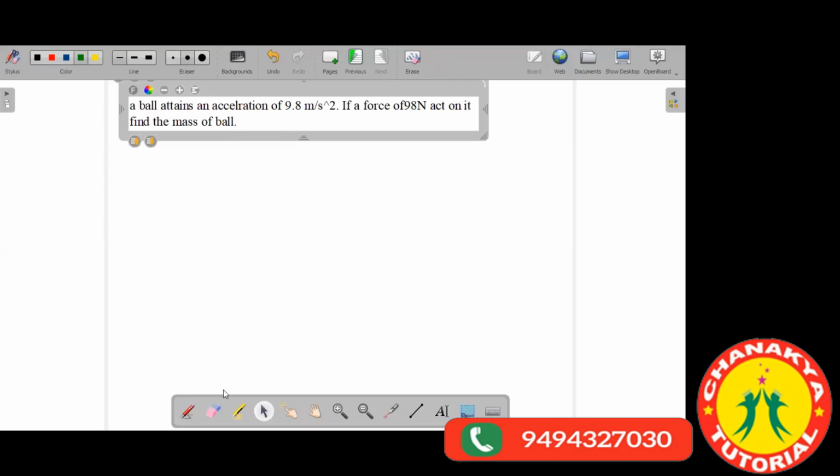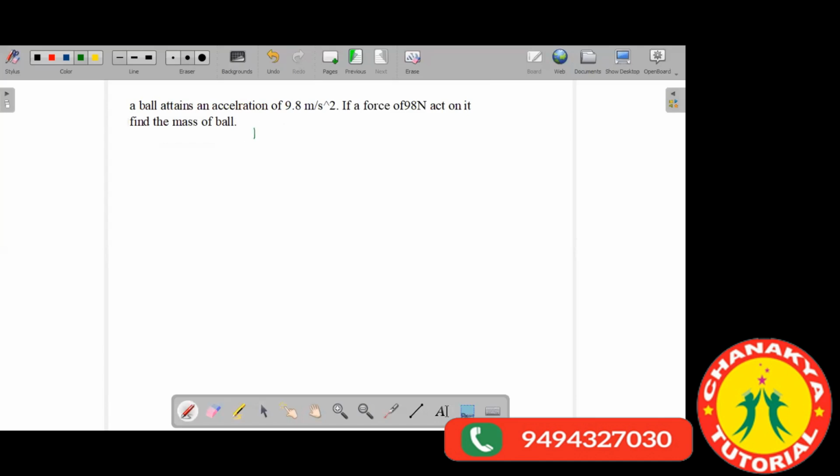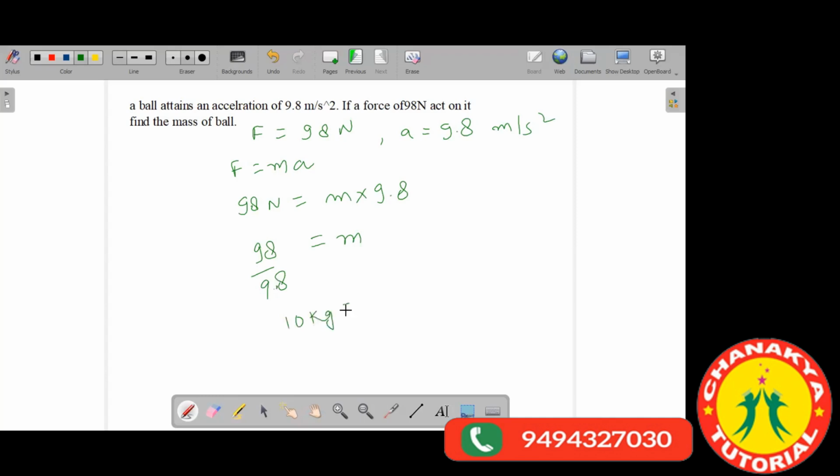Let's see. So we are given here the force. We know the force is equal to 98 Newton. We know the acceleration here is 9.8 meter per second square. And now we have to find out the mass. So just use the formula F equal to ma. Put the values here. 98 Newton equals m times acceleration, which is 9.8. So by transposing, we get mass equals 98 over 9.8, that is equal to 10 kilogram. So anyone finding any difficulty or any problem in these questions?